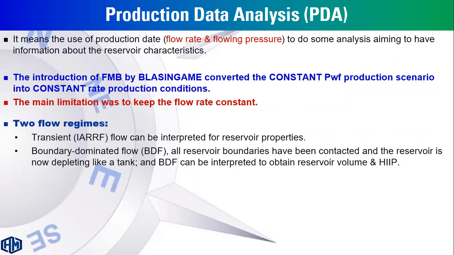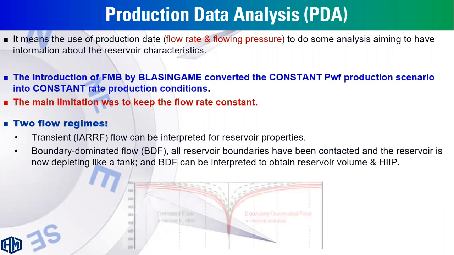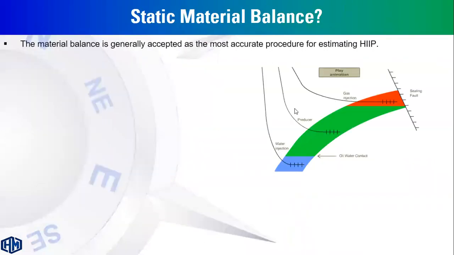So we have two main flow regimes as mentioned before: the transient or infinite acting radial flow to predict reservoir properties, and boundary dominated flow to estimate the reservoir volume and the reservoir boundaries, and accordingly we can estimate the hydrocarbon initially in place. So let's highlight what the static material balance is.